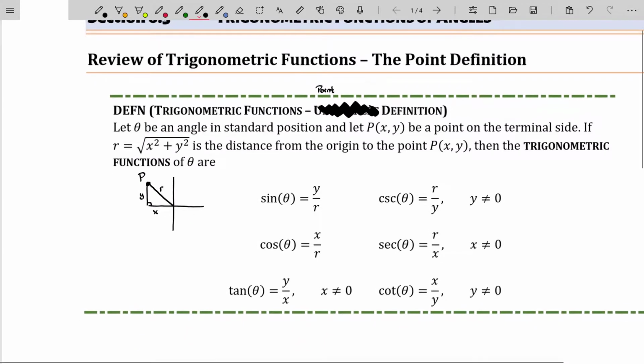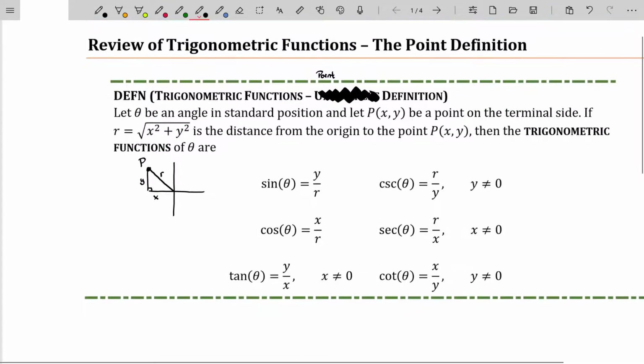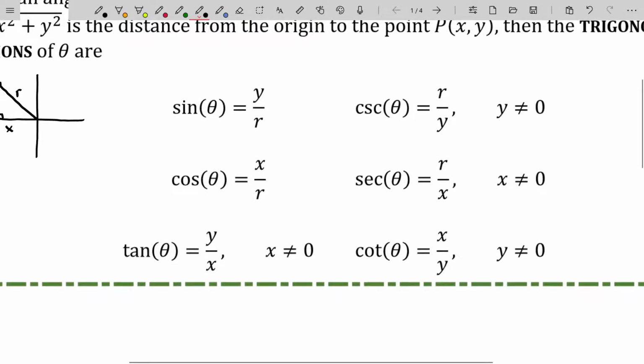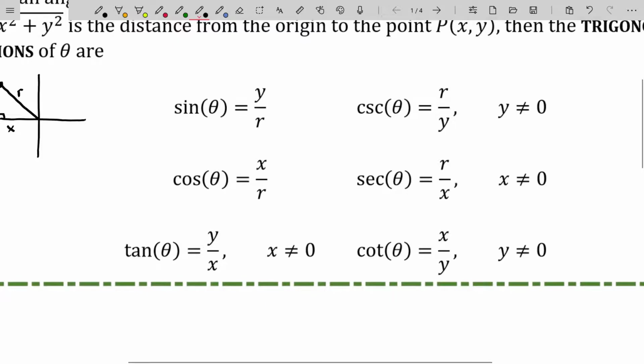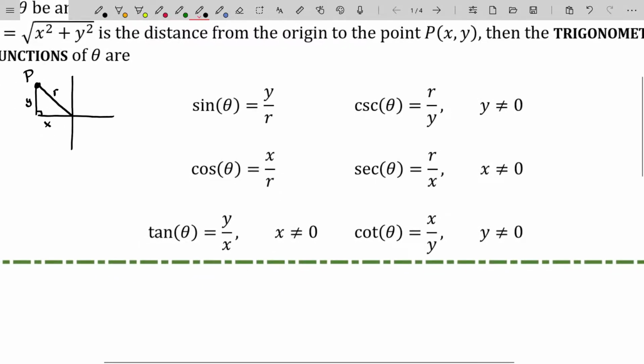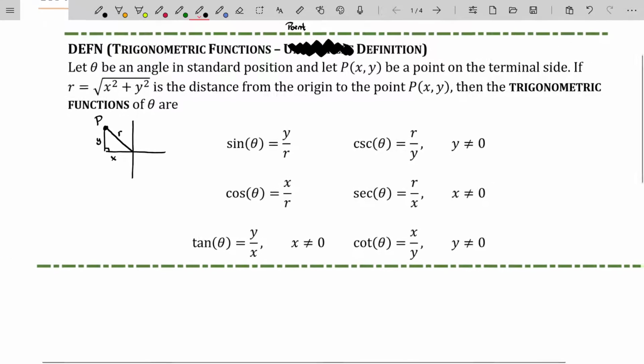Then the trigonometric functions of theta are defined to be: sine of theta is the y value of that point over the radius, or the hypotenuse length, if you will. Cosine is x over the radius. Tangent is y over x, where x is non-zero. And then you have the reciprocal functions. So there's not much I need to say about this, other than if you're given a point in space.